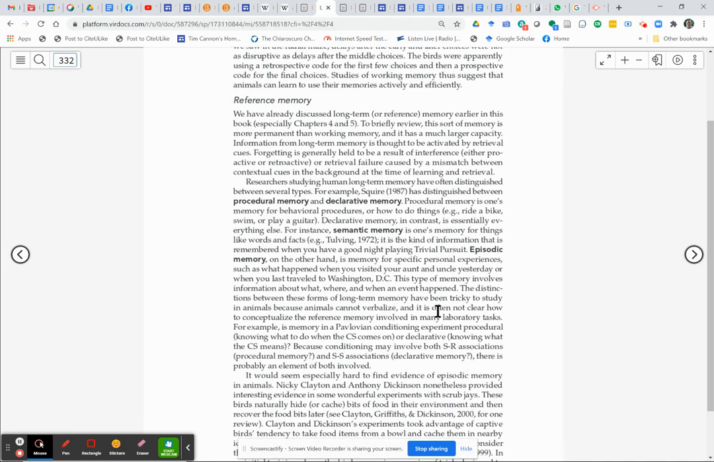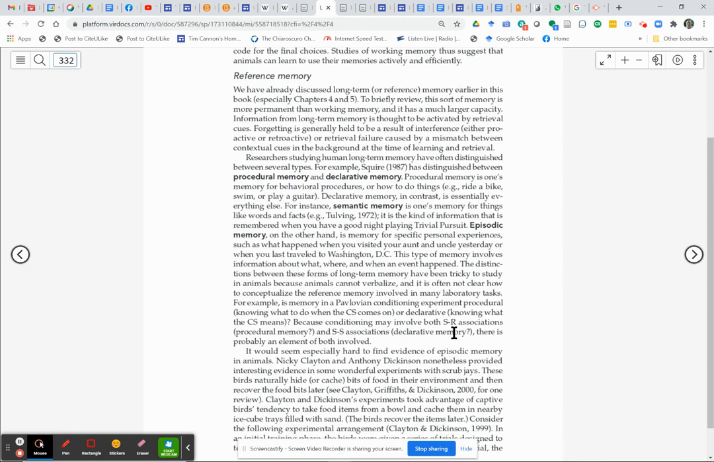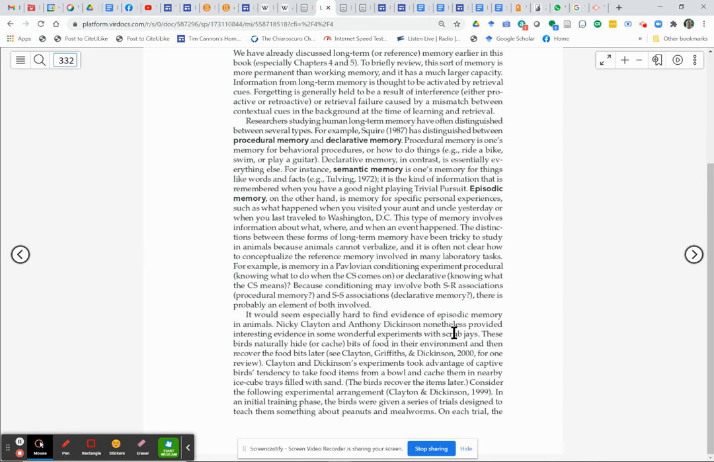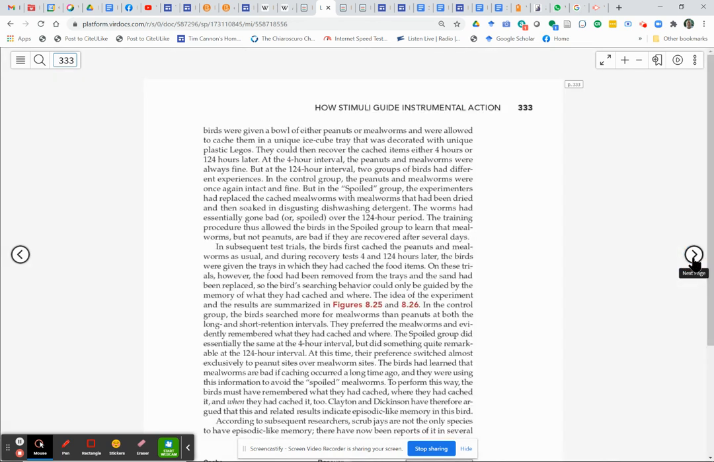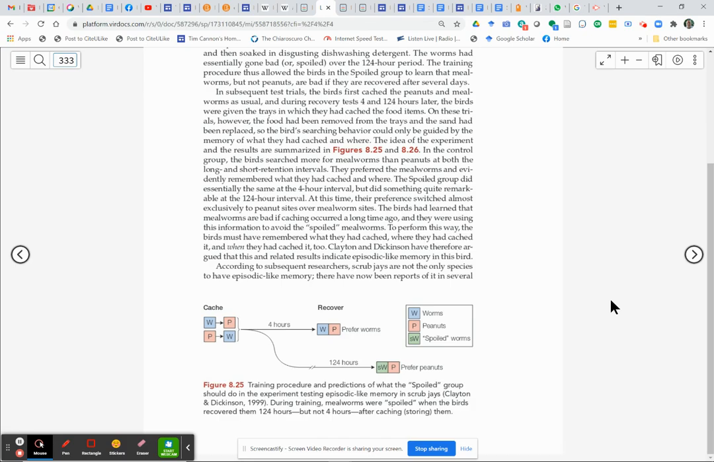And then there's different kinds of memory here: procedural, doing things; declarative, being able to say things; semantic and episodic. Some of these you can't easily do, like semantic in nonverbal animals, but these are vibrant areas of research, and this is a nice brief summary of all of them.